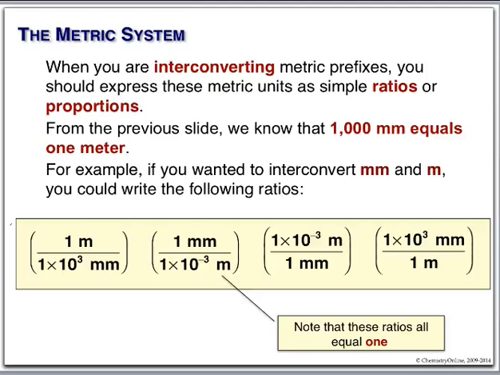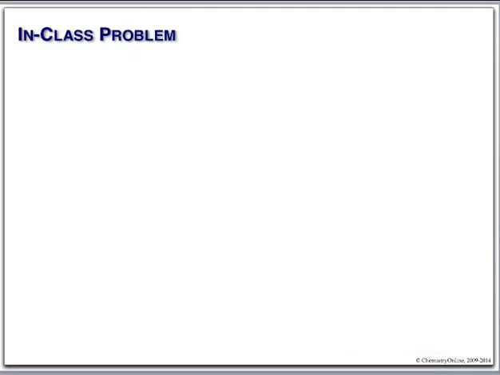Over here, 1 millimeter is 10 to the minus 3 meters. That's because milli is 10 to the minus 3. These are simply those guys turned upside down. So for every metric interconversion, in this case from millimeters to meters, you can write 4 of these ratios. And we're going to learn how to use these ratios in a very simple algorithm to do these interconversions. But first, let's practice writing a ratio.